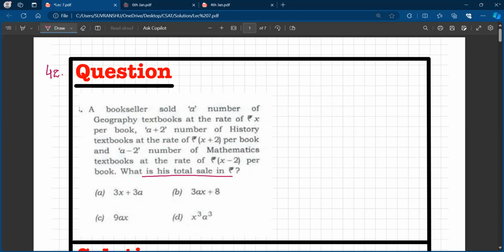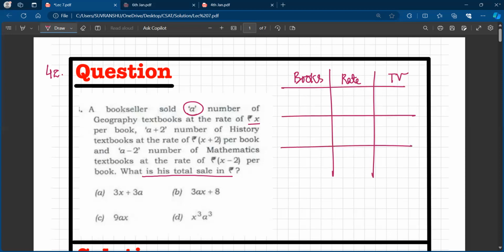Now let us read the question. A bookseller sold a number of geography textbooks at the rate of rupees X. So there would be a books column, a rate column and a total value, right? Now the books are, suppose, a number of books, no matter what the book be, geography textbook. So a number of books, rate is X, total value is AX. A plus 2 number of history textbooks at the rate of X plus 2. That means a plus 2 books at the rate of X plus 2. This will give you a plus 2 into X plus 2.